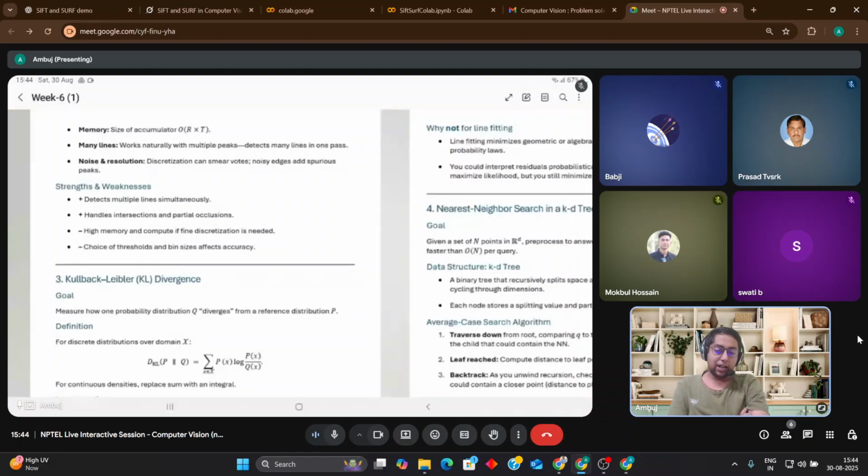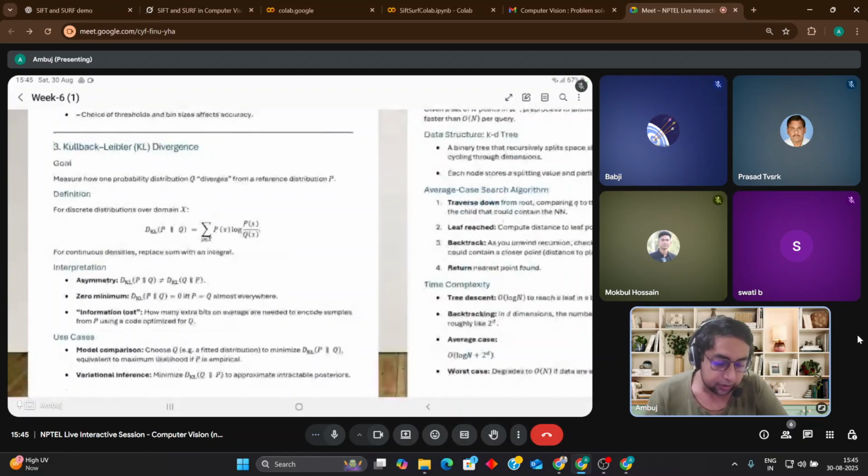Then the Kullback-Leibler divergence. Its goal is to measure how one probability distribution differs from a reference distribution P. In the case of discrete distributions over domain chi, it is defined by this particular expression. Asymmetry is there, then zero minimum is there, information loss is there. Model comparison can always be performed by fitting the lines. Different mathematical aspects are there regarding the Kullback-Leibler divergence.